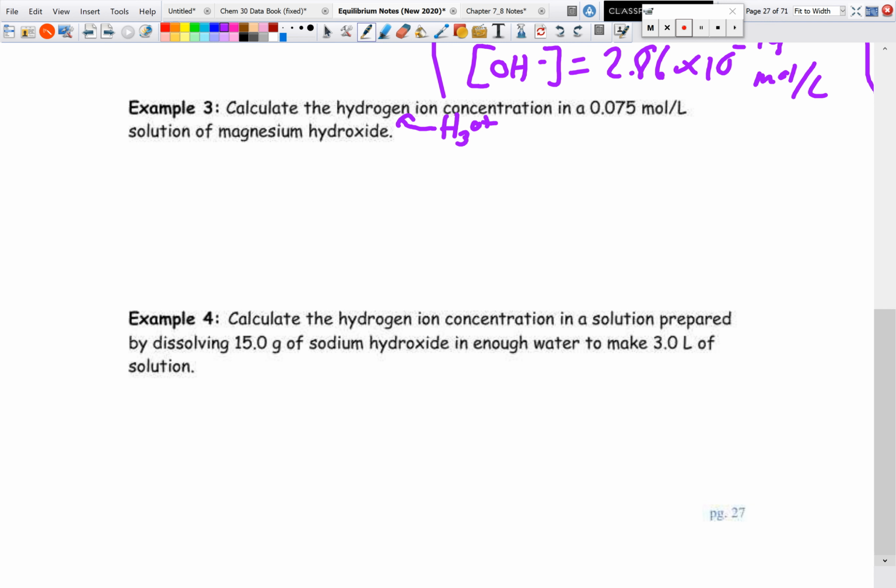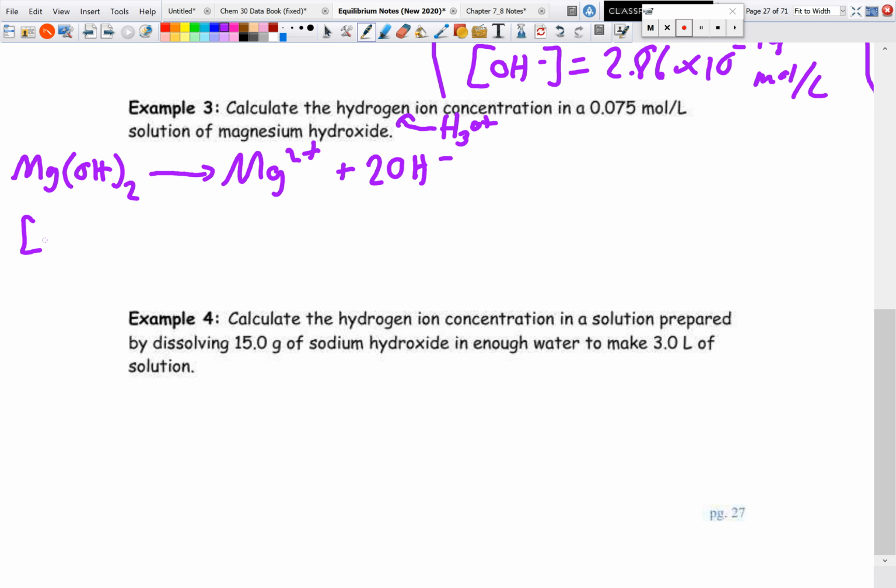So you will need to write a dissociation equation to figure out the mole ratio, where magnesium hydroxide is Mg(OH)2. So this is going to dissociate into Mg2+ and 2 hydroxide ions. So we get the concentration of hydroxide is equal to the concentration of magnesium hydroxide times our mole ratio. So our mole ratio, remember, stoichiometry is wanted over given. So hydroxide is our wanted, magnesium hydroxide is our given.